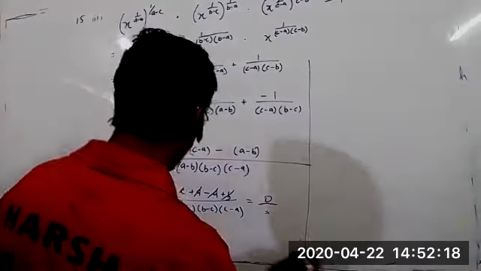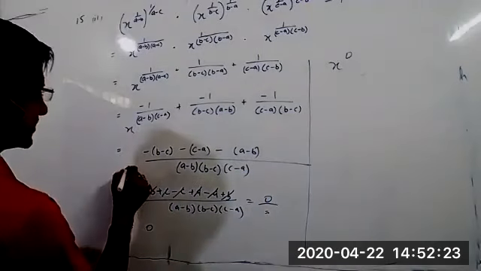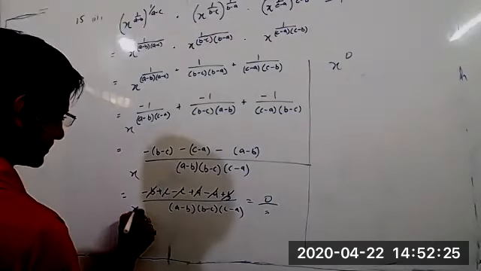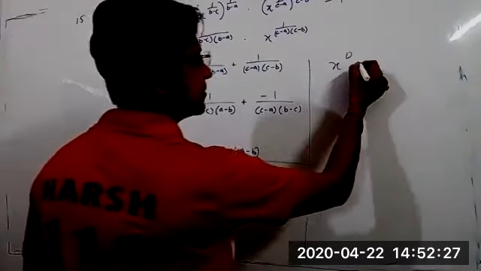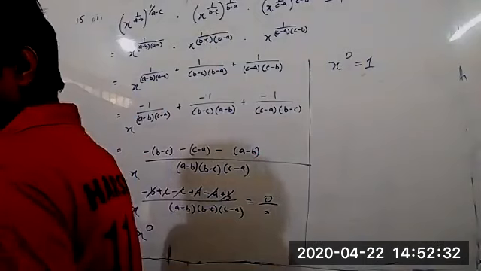So what you have got, this is 0. So x to the power 0, because everything is on x, which is equal to 1. Very good, Aditya.